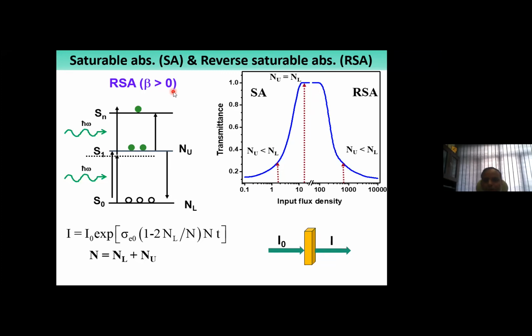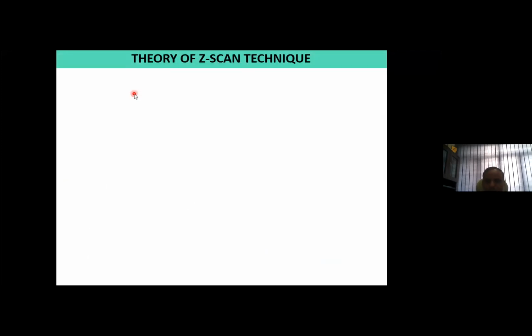And there is also the possibility that a process of multi-photon absorption could result in the RSA effect, with a beta 0, because two photons can be absorbed simultaneously and take the molecules to some higher excited state instead of this process. So RSA also involves two other processes: one is excited state absorption, the other is multi-photon absorption.